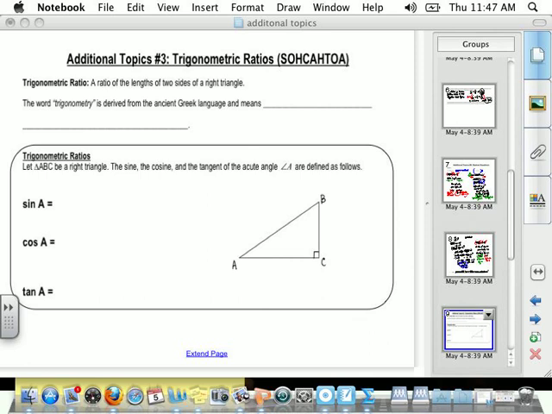So trigonometric ratio is the ratio of the lengths of two sides of a triangle. The word trigonometry is derived from the ancient Greek language. Does anybody know what it means? Three is tri. What about metry? Measurement. So it's the measurement of triangles.